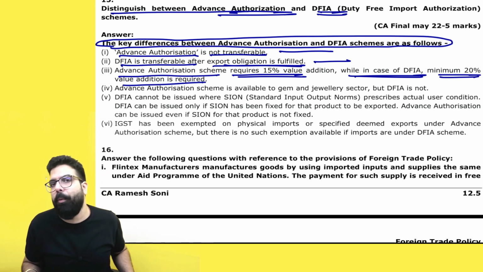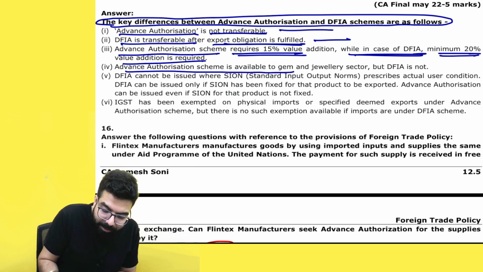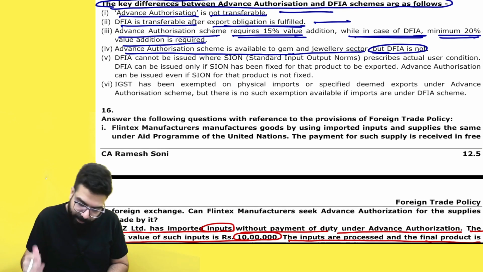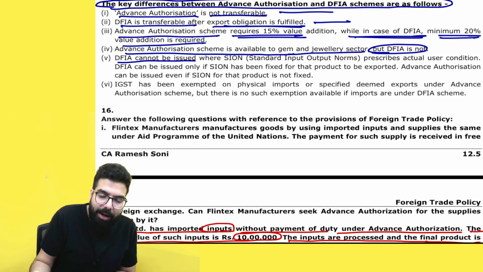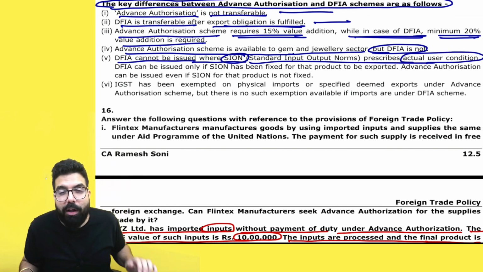Only then duty-free import authorization license will be given. Then advance authorization scheme is available to gems and jewelry sector, but DFIA scheme is not available to gems and jewelry sector.